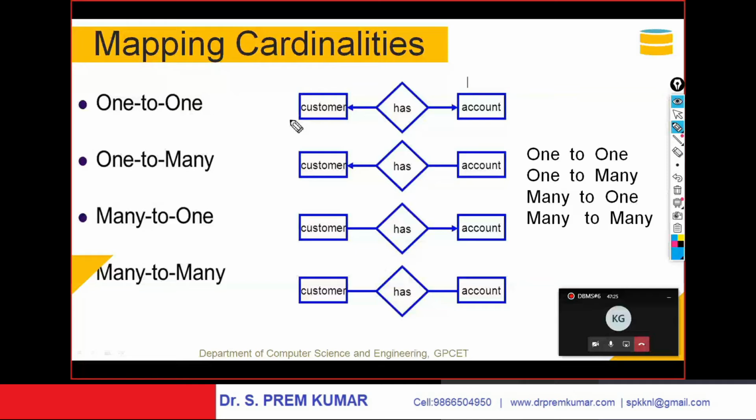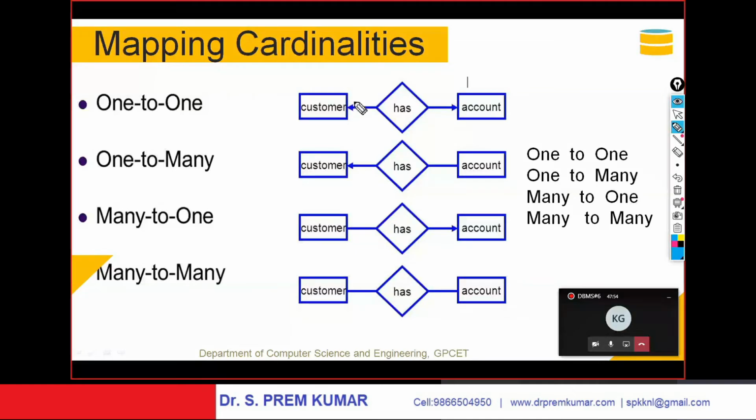We'll go ahead with mapping cardinalities. The next topic is mapping cardinalities. The type of relation it maintains between the two entities is depicted by mapping cardinalities. Under relations, you are having different types: one-to-one relation, one-to-many relation, many-to-one relation, many-to-many relation. I repeat, these are called mapping cardinalities.